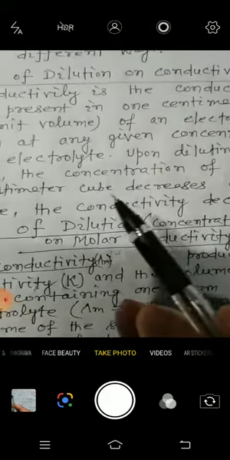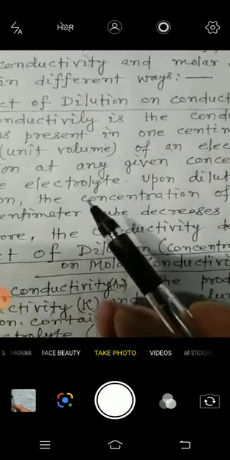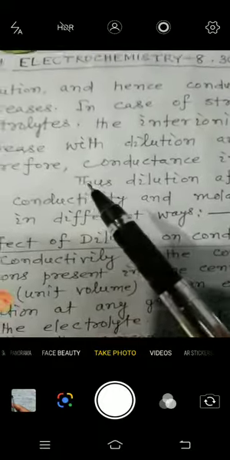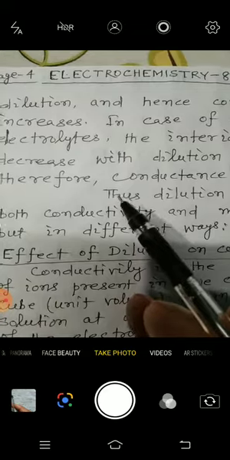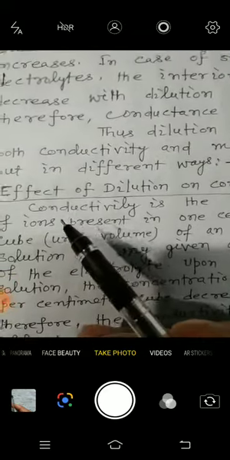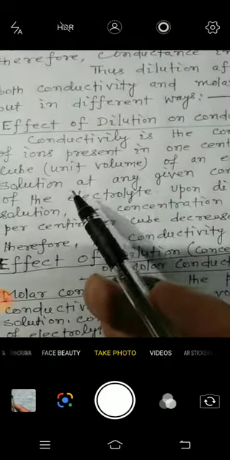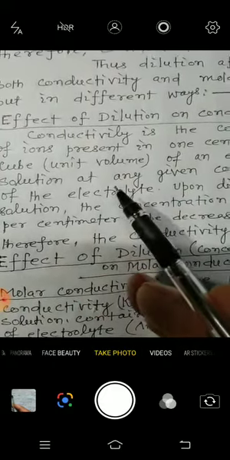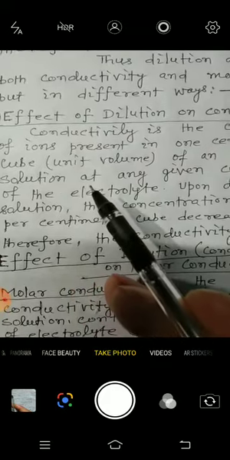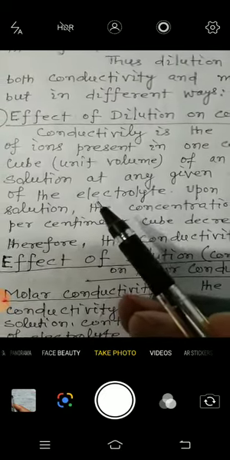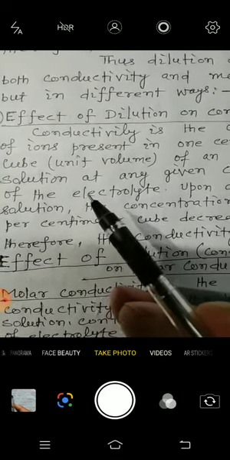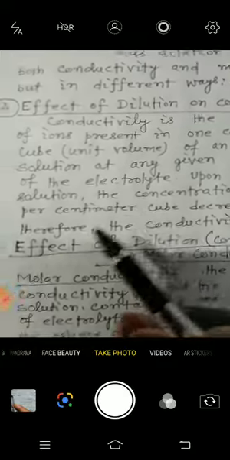Remember, very important. Before this I told you that on dilution the conductance increases. That is about the conductance. It is now about the conductivity. According to the definition of conductivity, it is the ions present in 1 centimeter cube volume of the solution. That's why when you dilute the solution, the number of ions will decrease in 1 centimeter cube volume of the solution, and so conductivity will decrease.